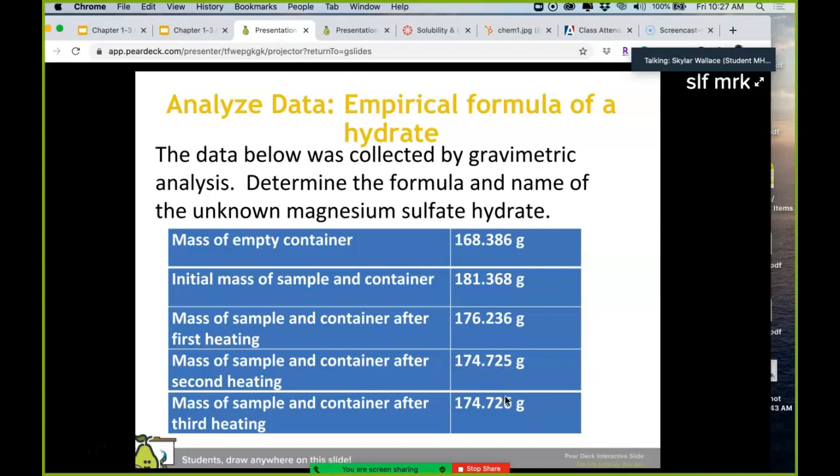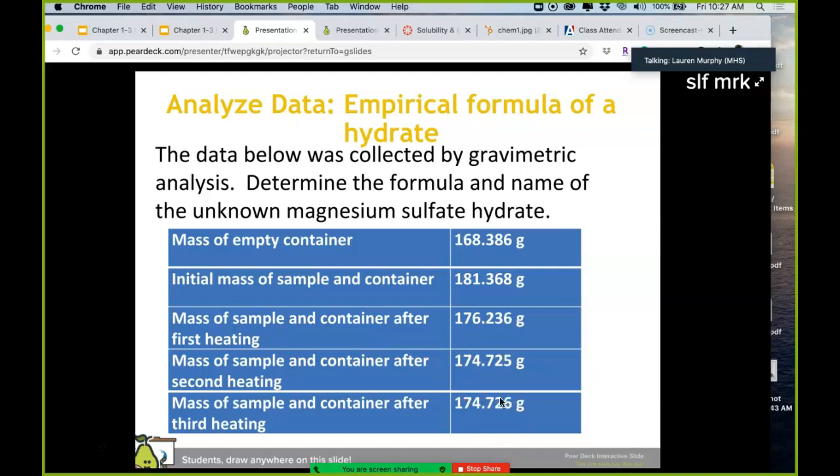So between the second and third heating, the mass barely changed, like 0.001. That's not a lot of change. So that's how they could determine that they were done heating. But look at between the first and the second heating. It's almost a 2-gram difference between these two. So obviously after the first heating, they hadn't gotten rid of all of the water.